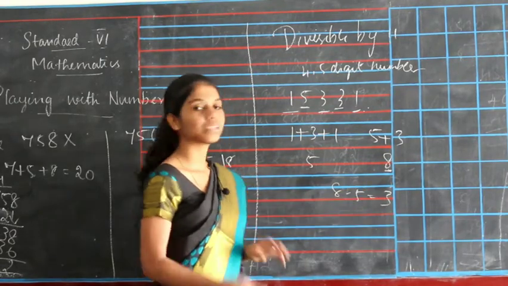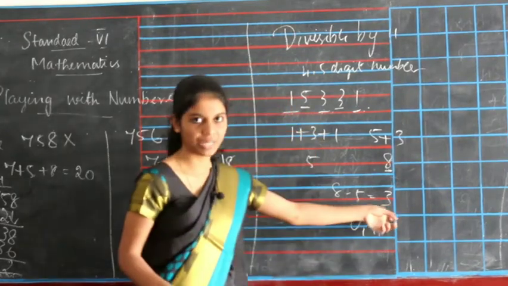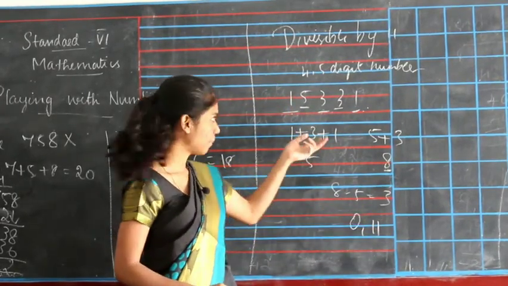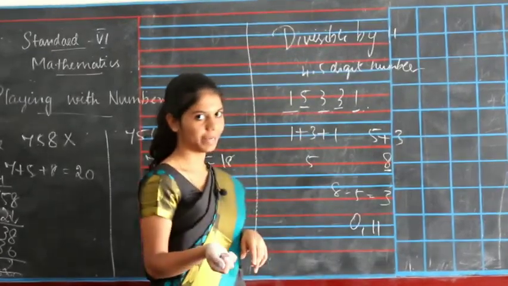Okay, so if you find 0 or 11 in the difference, then the number can be divided by 11. Otherwise, it cannot be divided by 11. Okay.